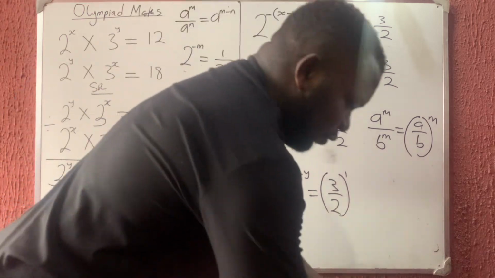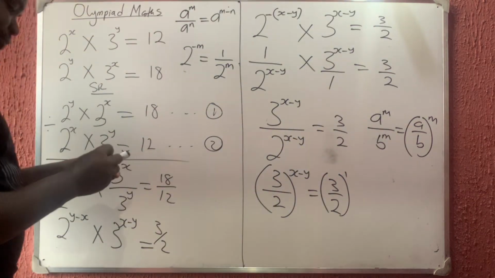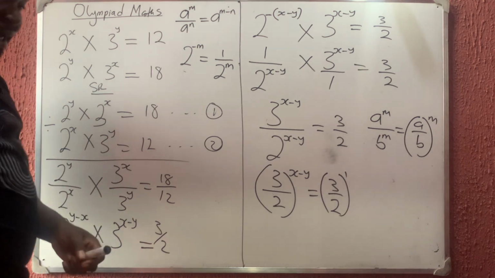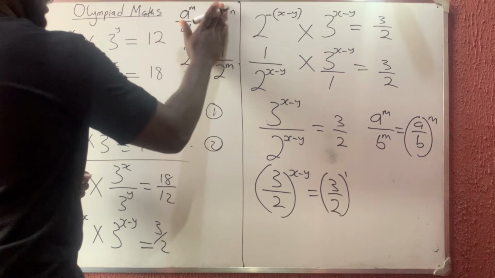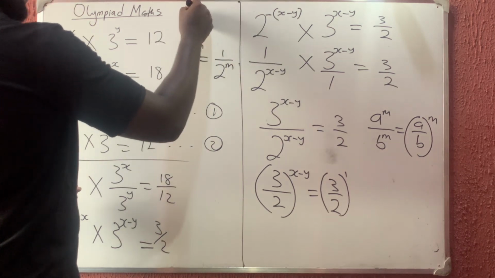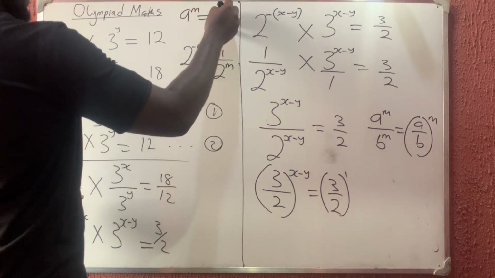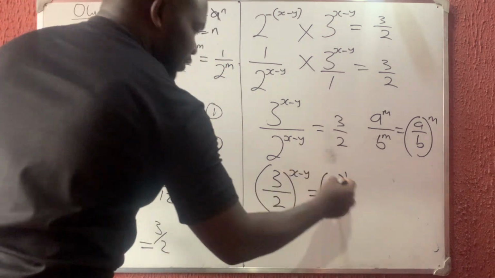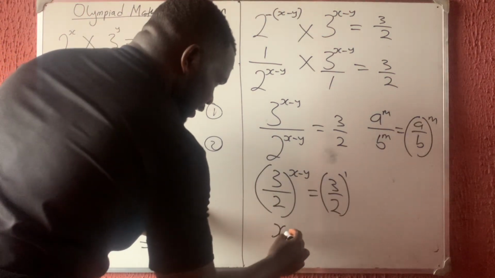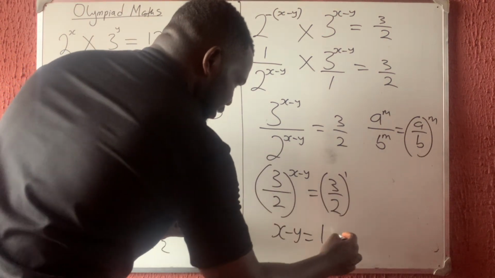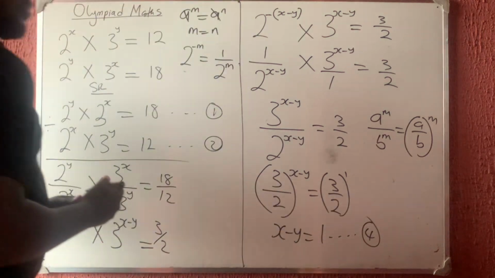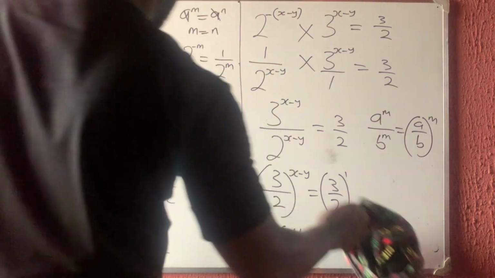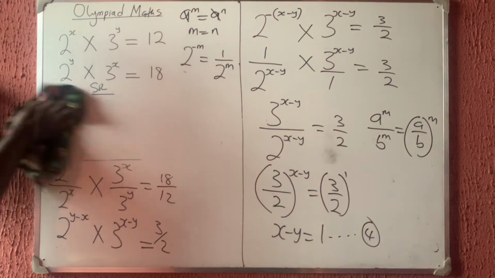So you are going to see that the bases are the same, so they can cancel out. Don't forget that indices say a raised to power m being equal to a raised to power n means m is equal to n. So if these two cancel out, I'm going to have that x minus y is equal to 1. Equation 4. Now we can solve equation 3 and 4 simultaneously to get our x and y.